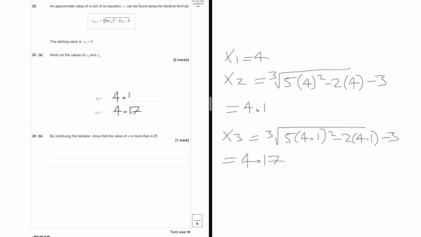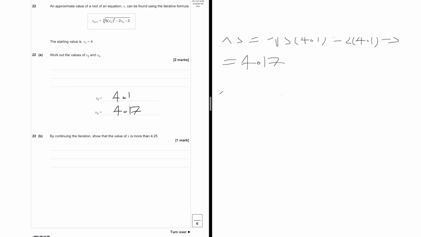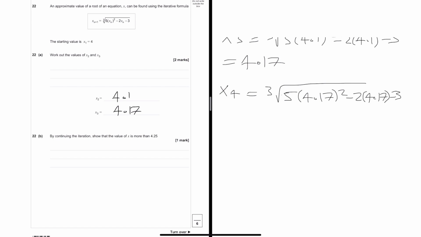And for part B, we're asked that by continuing the iteration, show the value of x is more than 4.25. So if we just carry this on, we can go for x4, and we have the cube root of 5 times 4.17 squared minus 2 times 4.17 minus 3. And that is equal to 4.23 by my estimation.